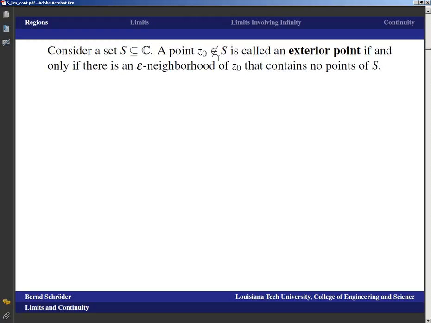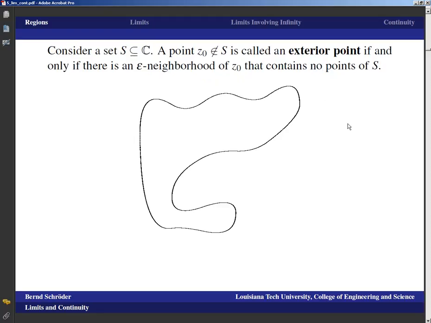Now, a point that is not in S is called an exterior point if and only if there is an epsilon neighborhood of the point that contains no points of S. And so that basically means with the same generic picture, we would take a point that is exterior, and we call that z0, and we have a small circle around that point that doesn't intersect with the domain at all. Now you might think, well, okay, so an interior point and an exterior point, that's all there is.